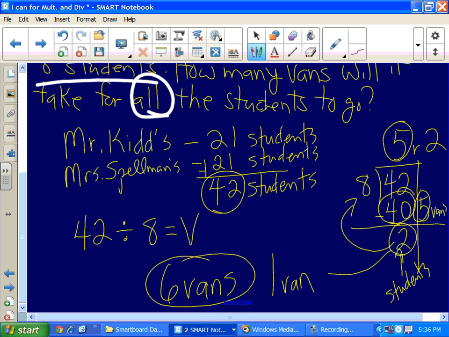Make sure that you go back and do step 5. We've done our action plan, we've carried it out. So is our answer reasonable? Does it make sense that it's about 6 vans? Well, yes, it does, because I know that 5 times 8 is 40, so 5 vans would take almost all of them. So that's reasonable. Now, did I answer the question? That's important. I would have 5 vans taking 40 students, and then 1 more van, even though it's not full, would still have to take those 2. So yes, I did answer the question. It takes 6 vans to take everybody.